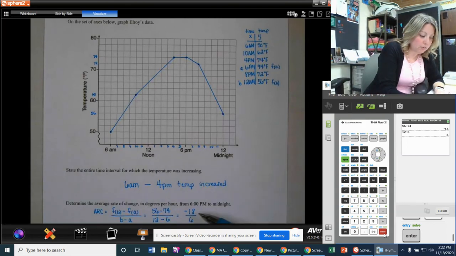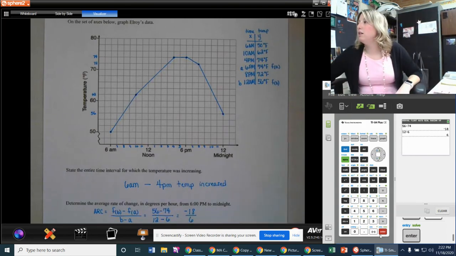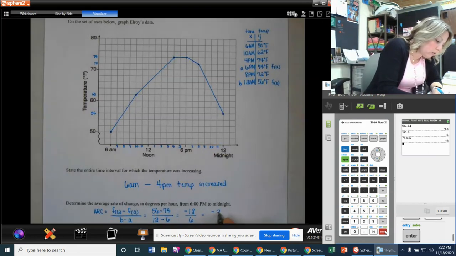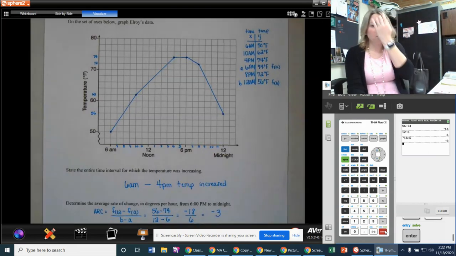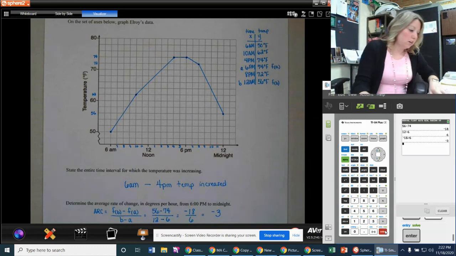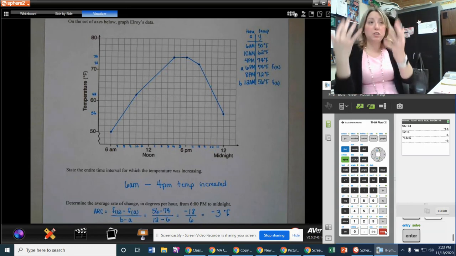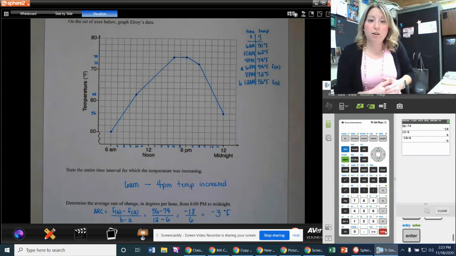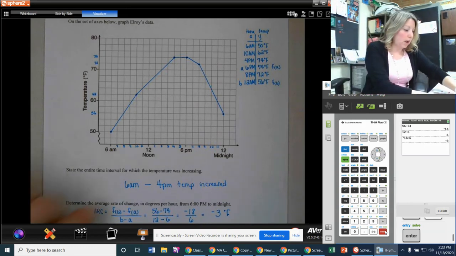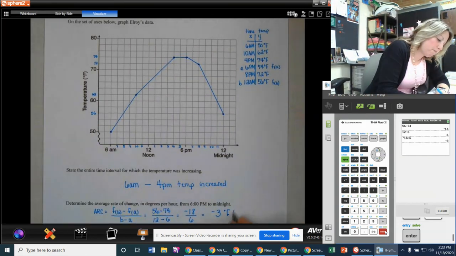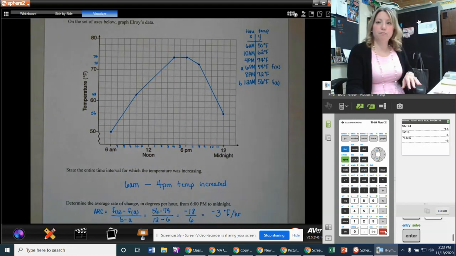And since negative 18 can be evenly divided by positive 6, we get my average rate of change of negative 3. So average rate of change is negative 3 degrees Fahrenheit. And we say negative because we're decreasing 3 degrees Fahrenheit per 1 hour, hour being the bottom. Let's do that. There you go.